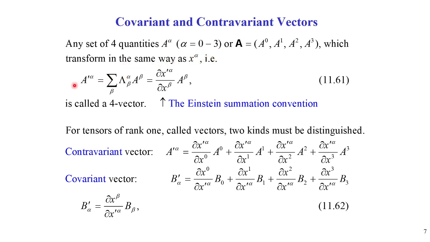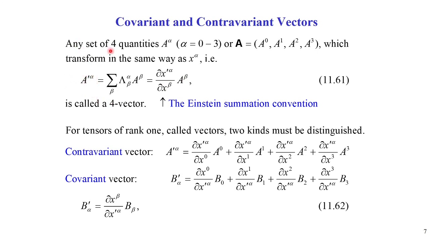That is, A alpha prime equals the summation over beta of lambda alpha beta times A beta, where beta runs from 0, 1, 2, 3. Sum over that, sum over all the common terms. Let's call it a four-vector.